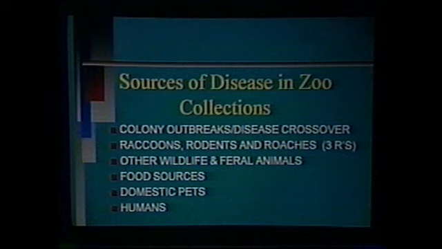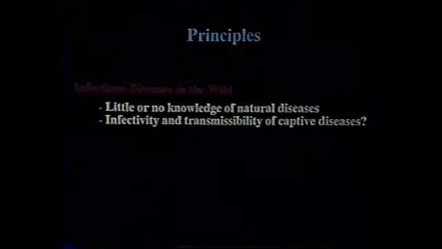And then there are food sources. Certainly there are a number of ways diseases can get into a zoo setting through food sources. Domestic pets to some degree, but less so these days, and of course humans, mainly with related species between great apes and humans. There are zoonotic diseases that go both ways, so these are the main sources of diseases that often represent many of the infectious diseases we struggle with in zoo situations.